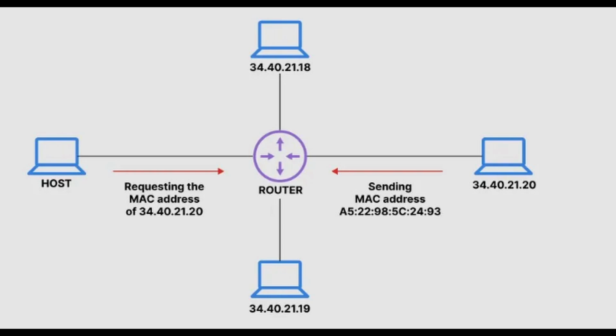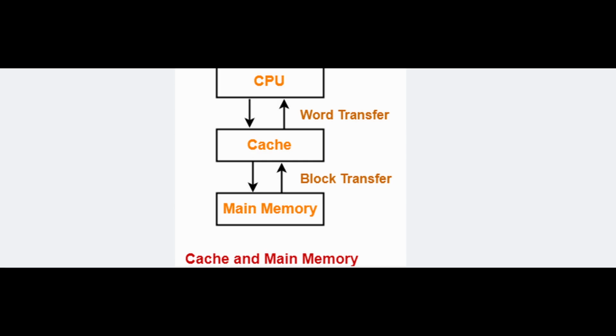The computer that owns the IP then sends its MAC back, and the MAC address is stored in the other computer for a small time, in their so-called cache memory, so as to prevent having to use the ARP protocol over and over again.